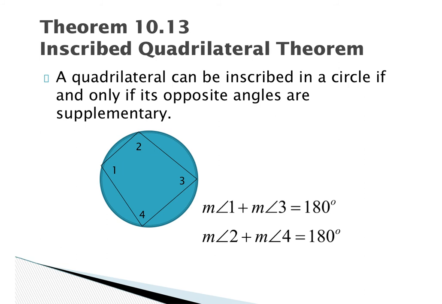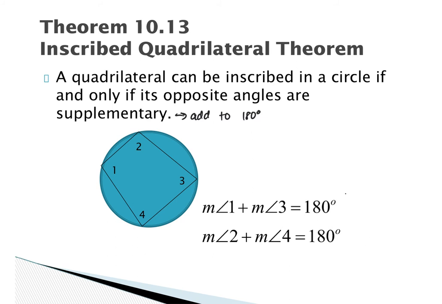An inscribed quadrilateral theorem, okay? A quadrilateral can be inscribed in a circle if and only if its opposite angles are supplementary. What does supplementary mean again? They add up to 180, okay? Write a little note for yourself in case you forgot that. Add to 180 degrees, okay?